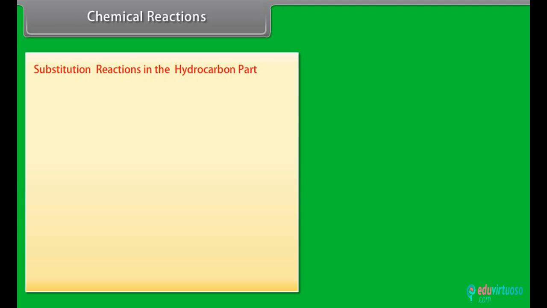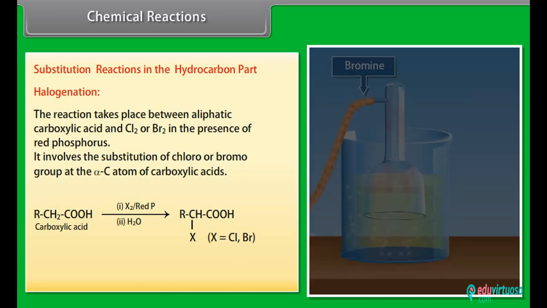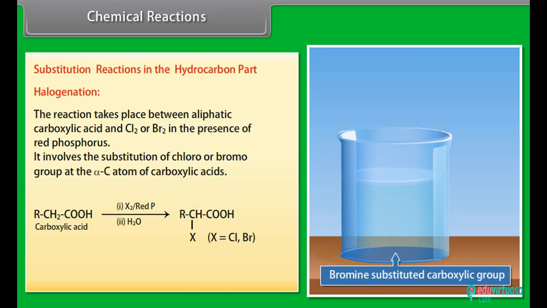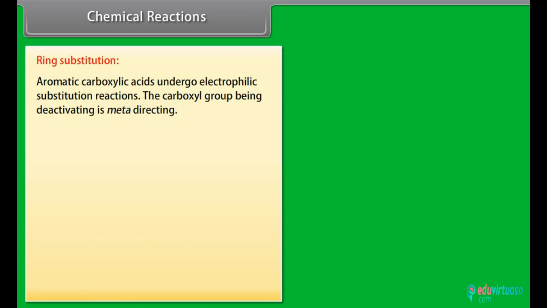Chemical reactions. Substitution reactions in the hydrocarbon part. Halogenation. The reaction takes place between aliphatic carboxylic acid and chlorine or bromine in the presence of red phosphorus. It involves the substitution of chloro or bromo group at the alpha carbon atom of carboxylic acids. The reaction is known as Hell-Volhard-Zelinsky reaction. Ring substitution. Aromatic carboxylic acids undergo electrophilic substitution reactions.